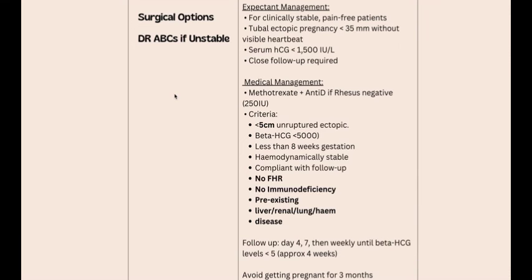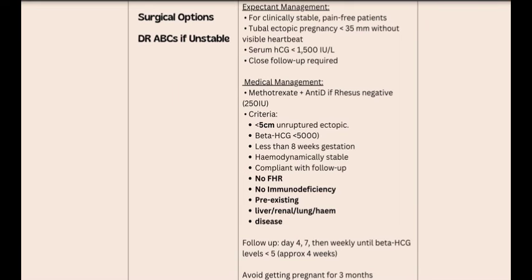Pre-existing liver, renal, lung disease, etc. needs to be excluded. Once a patient has had medical management of methotrexate, the follow-up occurs on day 4, day 7, and then weekly until their beta HCG reaches levels less than 5, which usually takes less than 4 weeks. Now, given that methotrexate is teratogenic and causes defects in an embryo or fetus, then it's really important that the patient is advised not to get pregnant.